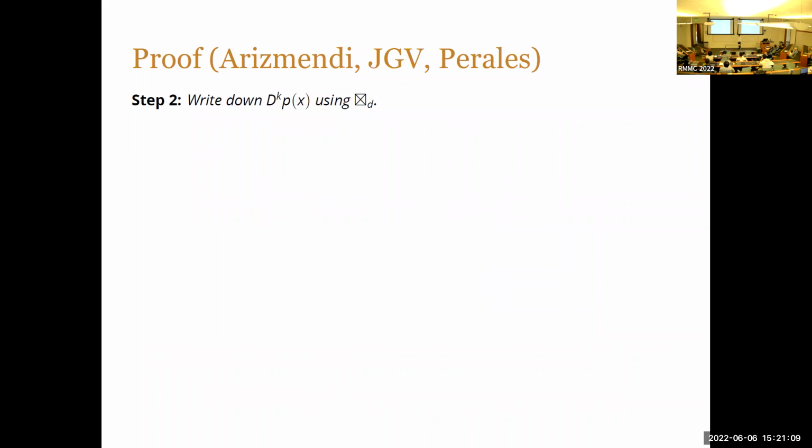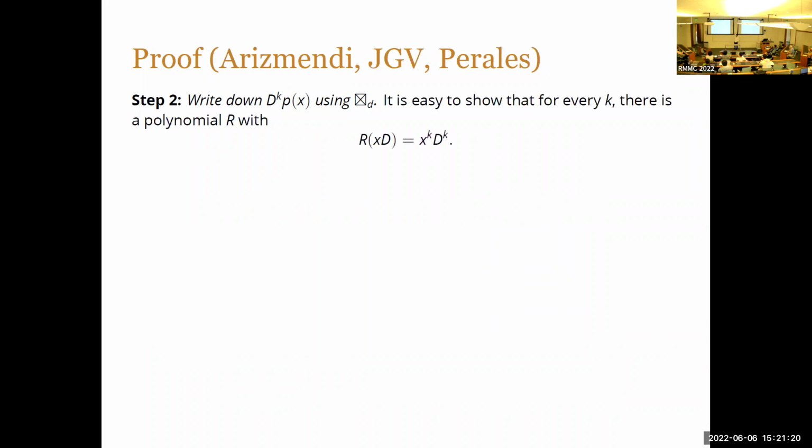Once we know that, since we care about the kth derivative of P, it's natural to say, okay, this is some differential operator, so I want to write it in terms of the convolution. It's not hard to see that for every k, there's a polynomial R such that when you apply it to the operator xD, you get x to the k times D to the k. You can prove this by induction or directly. And then for this R, it's easy to compute what it does to (x minus 1)^d, right? So you get this polynomial here.